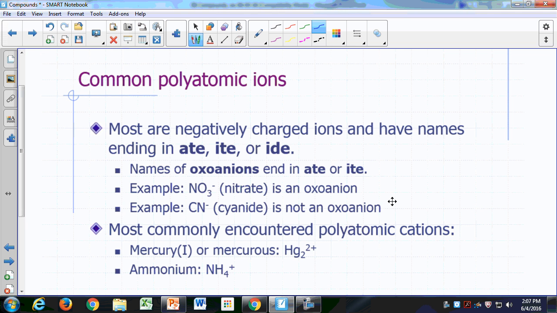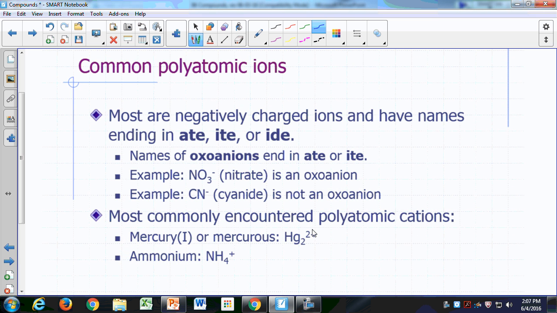Here are some tips that you can use to memorize names and formulas of polyatomic ions. You really need to be familiar with these so that you can read and write formulas for ionic compounds. Most polyatomic ions are negatively charged, and their names end in either ate, ite, or ide.